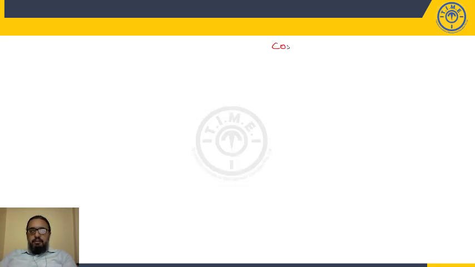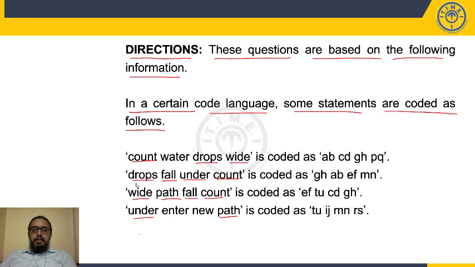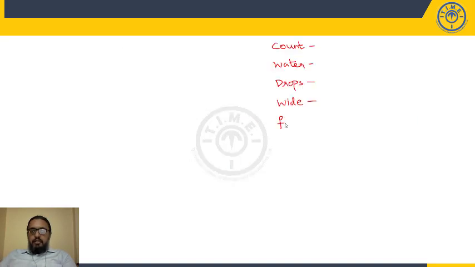Okay, so we have count, water, drops and wide. These are the 4 words in the first sentence. Next, drops fall under count. So drops is already repeated. I'll not write it again. Fall under count. Okay. Remaining are fall, under and count.